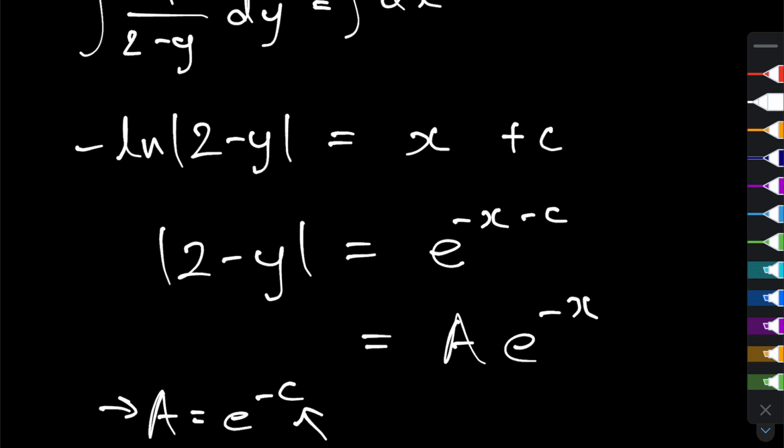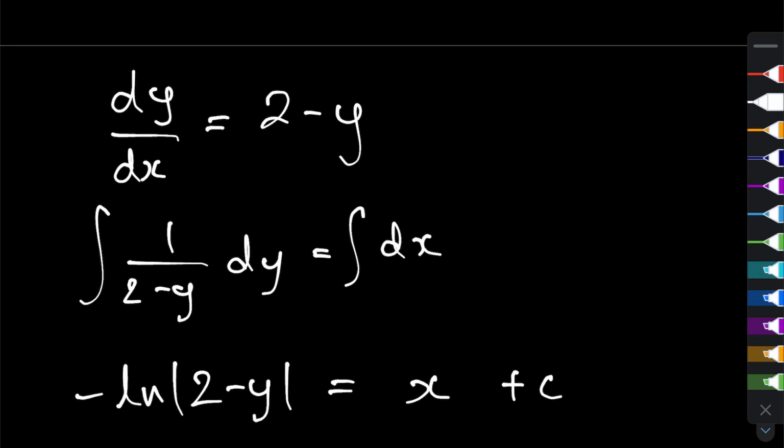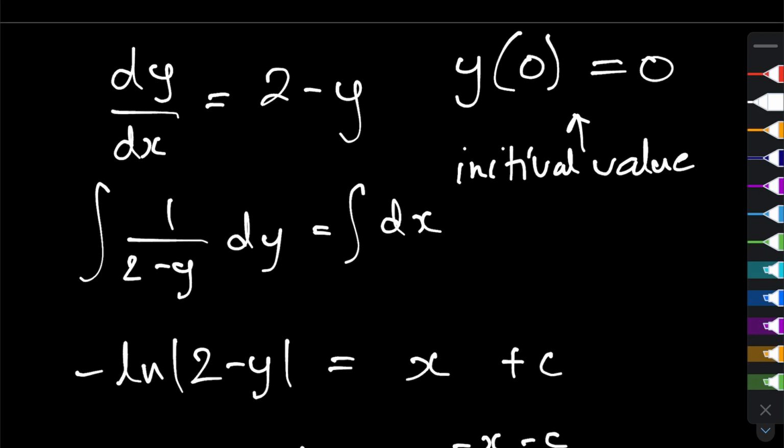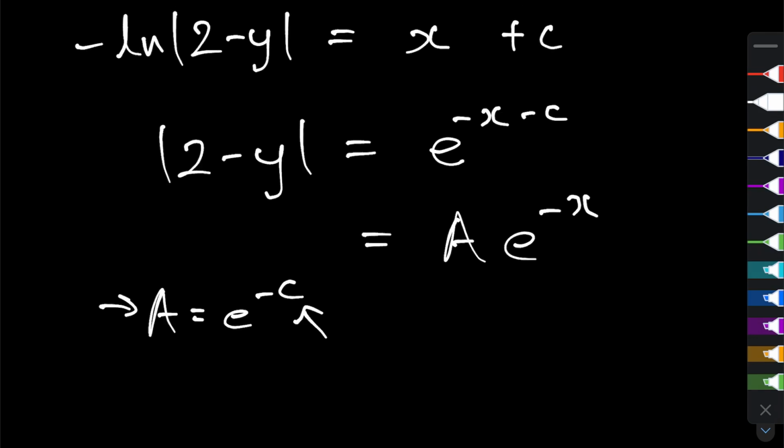And now usually the question comes with some sort of conditions on y. So if it comes with the initial value that y0 is equal to 0, that's what we call an initial value, which serves as a sort of boundary condition that we can use for figuring out what a is.